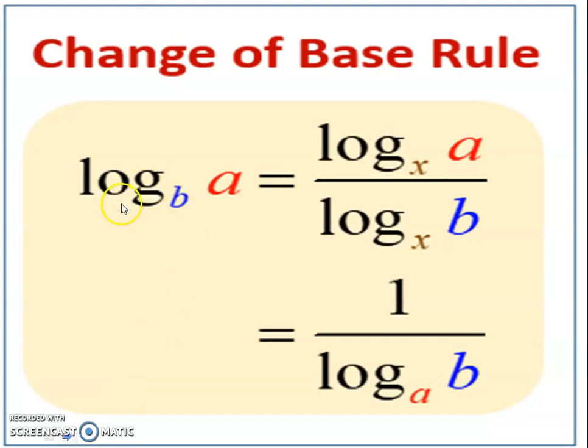So, log a to the base b is equal to log a to the base x upon log b to the base x, where x belongs to the real numbers. For simplification, you can take any base, but be clear that the base must be the same. Or we can convert log a to the base b by interchanging positions, that means 1 upon log b to the base a.